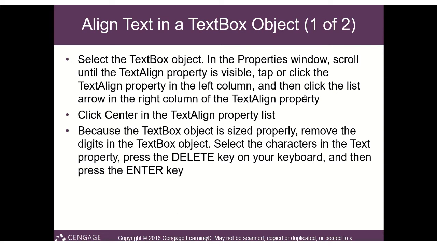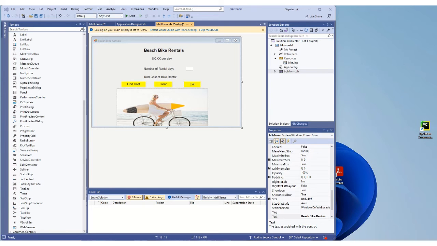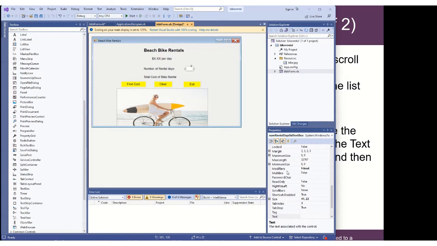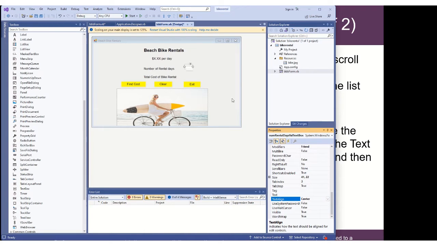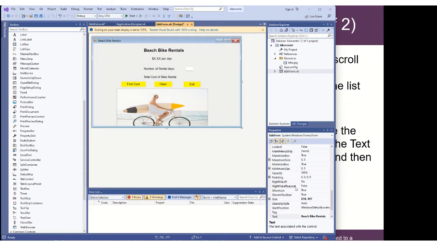So next is to align the text in the text box object. Select the text box object, go to the properties window, scroll until the text align property is visible, right? Tap or click the text align property in the left column and then click the list arrow in the right column of the text align property. Click center in the text align property. So it is like this. If I go back, here is text align, where is this? Here it is. So I should make it center. Okay, so that should be the desired alignment.